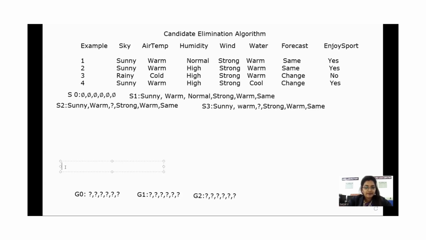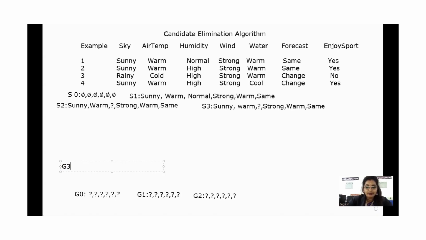Yeah, now what we have to do is find G3, right? So I'm writing G3. Just go to your third example. In this third example, I'm going to write the opposite value of each attribute. For example, here I'm finding rainy, so I'm just going to write this as sunny. Here I'm finding cold, so I'm going to convert it and write it as warm. These are some conditions. Like that, I have to write.